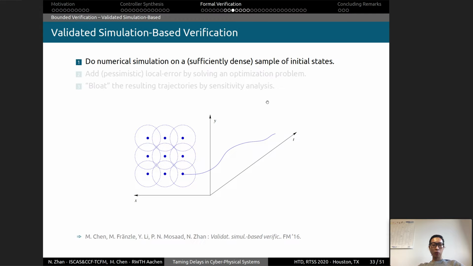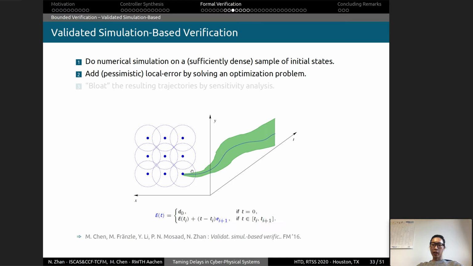Okay, now in this general framework, we proposed a validated simulation-based verification technique for delayed differential equations. The idea is first to do numerical simulation for every such partition. And then we incorporate some local error bound analysis, which is the green region that bounds all possible reachable states from this single point. And this is because the simulation is always subject to some numerical errors.